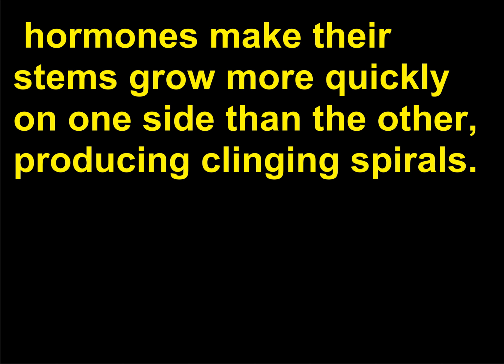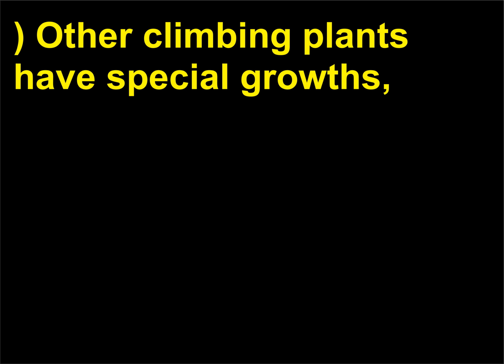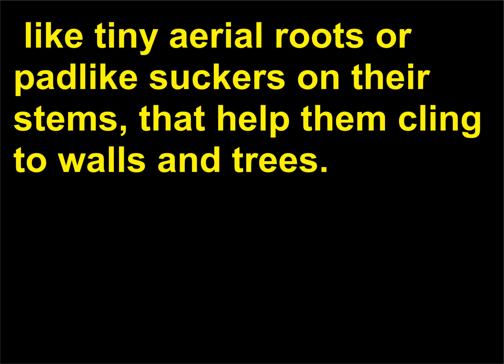In such vines, once they touch supports, hormones make their stems grow more quickly on one side than the other, producing clinging spirals. Other climbing plants have special growths, like tiny aerial roots or pad-like suckers on their stems, that help them cling to walls and trees.